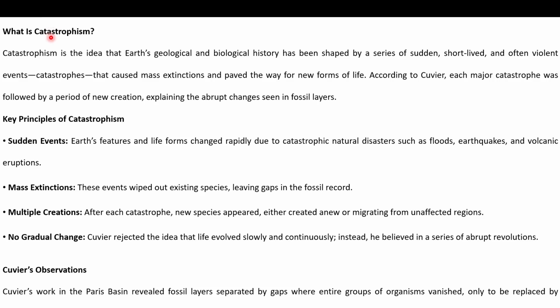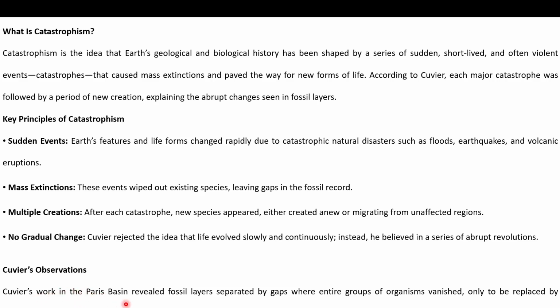And this theory of catastrophism proposed no gradual change. The idea that life evolved slowly and continuously was rejected. Instead, catastrophism believed in a series of abrupt revolutions.